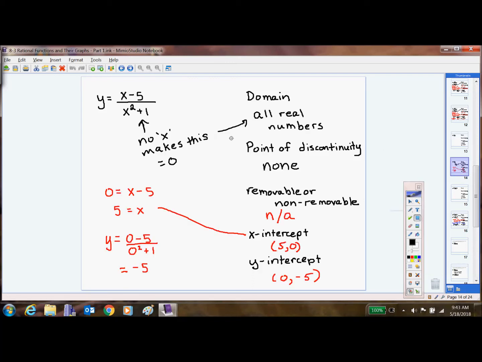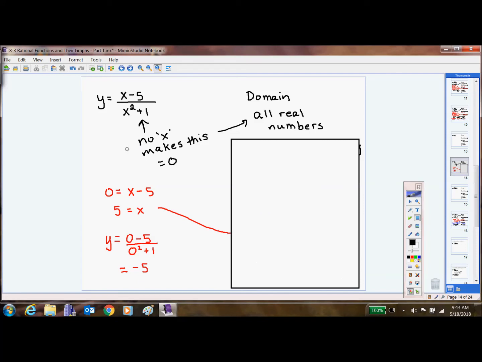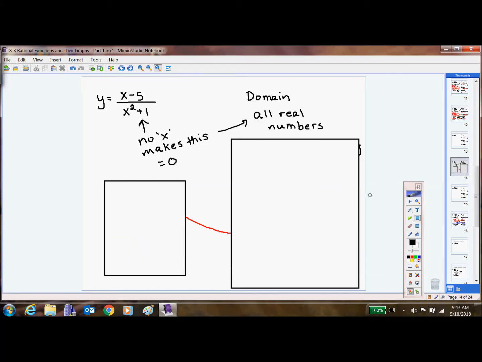So we can think about that. Okay. Because no x is going to make it 0. So we have the domain being all real numbers.